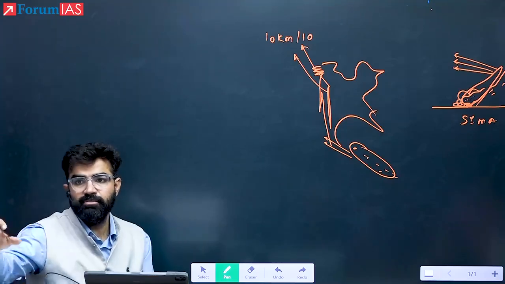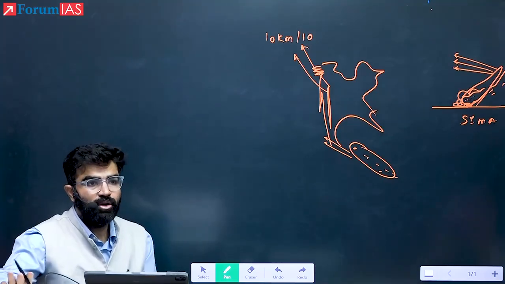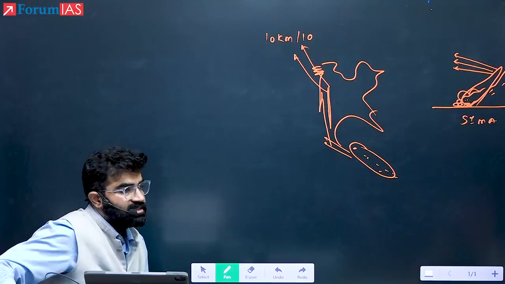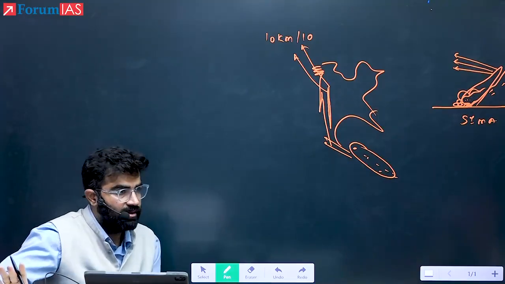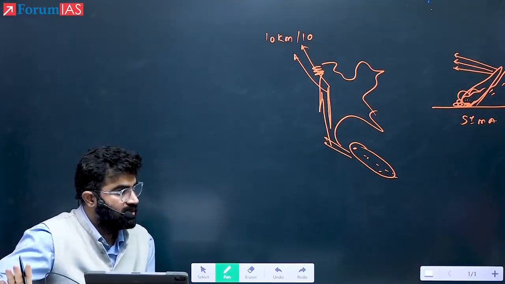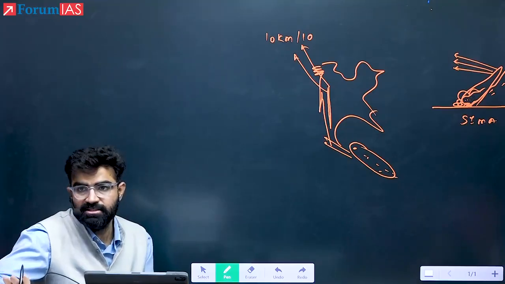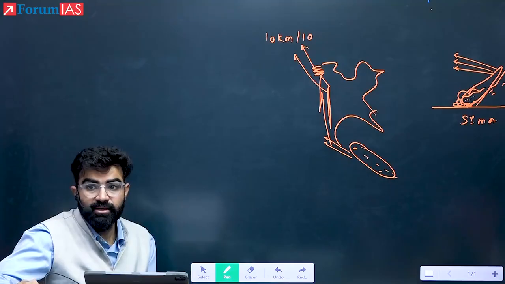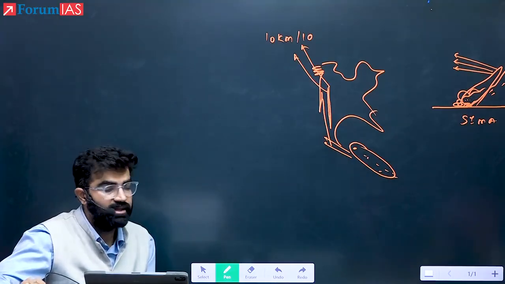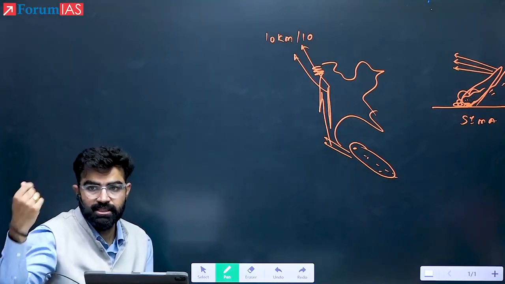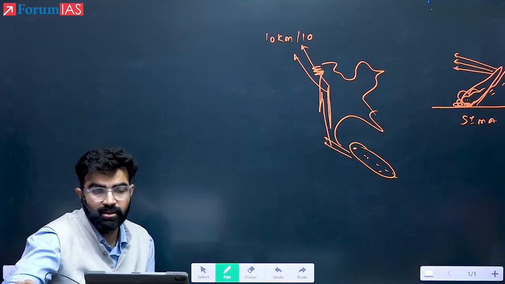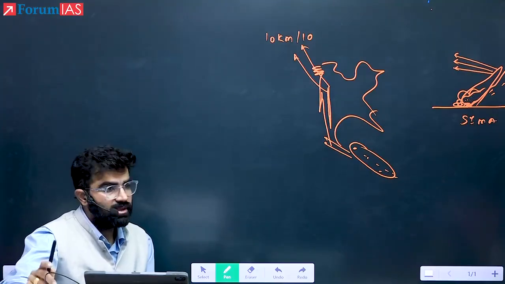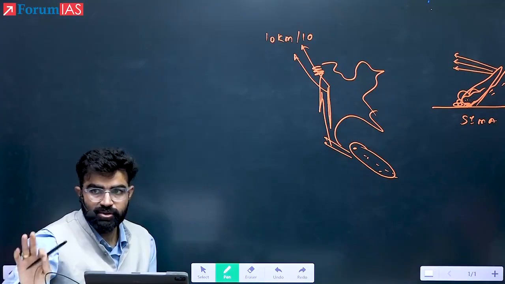One homework I am giving you, okay? What is the homework? You will tell me what the evidences are which suggest the earth is spherical. This is important for your prelims. Earth is spherical, what are the evidences? Magellan, that is the voyage, the first voyage, that was Magellan's experiment. Then we were talking about Wegener.